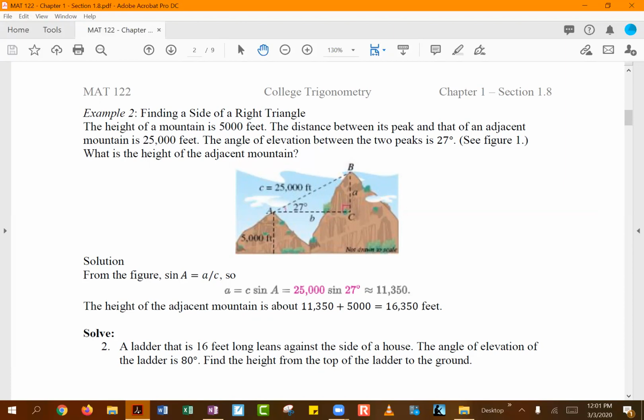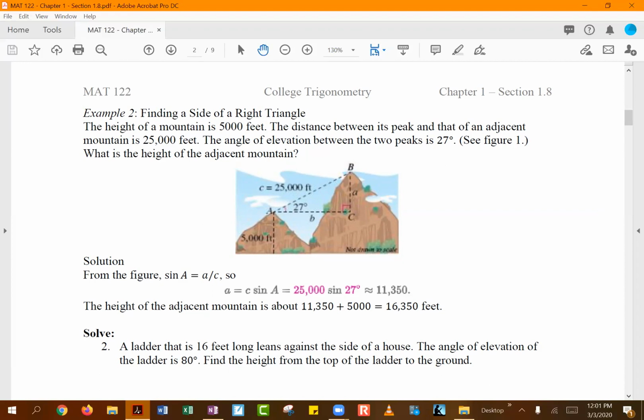Okay, so this little guy here is 5,000 feet tall, right? They're saying from the peak of the first mountain to the second mountain, that's a distance of 25,000 feet. We know the angle of elevation, I guess, if you're standing at the summit of that smaller mountain looking up, is 27 degrees. So they want to know what is going to be the height of this taller mountain. So as you can see here, we're starting out with the sine function because sine would be opposite over hypotenuse, right? And those are the numbers we know. We know angle 27.